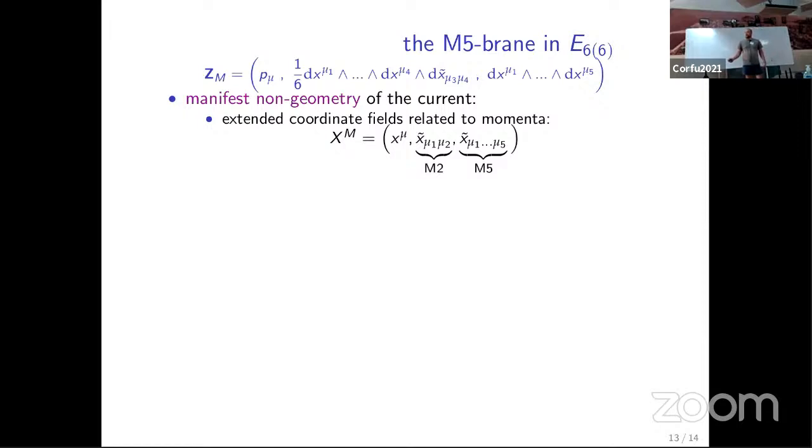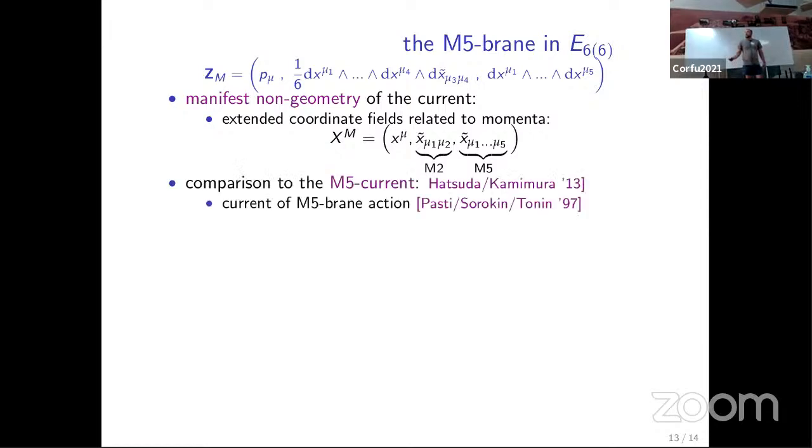And in generalization of the string case, we would say that some of the coordinates correspond to the momentum. So for the string, the dual coordinate was something like the momentum degree of freedom. And for the exceptional case, one observes from here, in this P, if we look at the formula, that this X tilde with five form indices appears. And for the membrane, we would see that these appear. But now we see that in the M5 brane current, also these M2 coordinates appear.